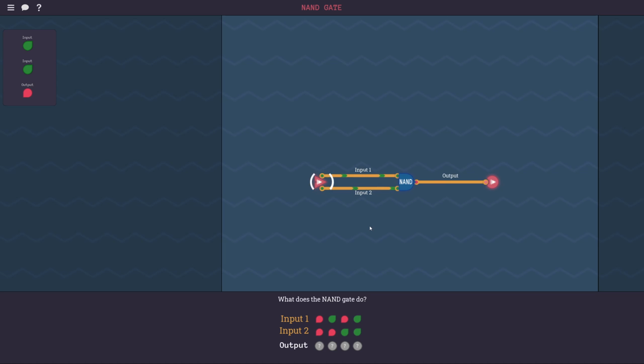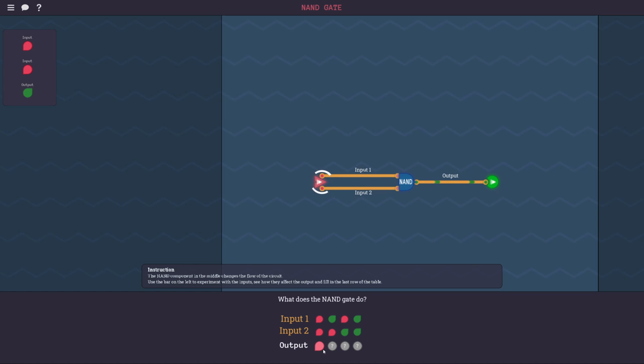So now if both of the inputs are toggled on, then the NAND gate will output a 0, or it will not pass the signal through. So in this case, if we have either of these inputs on or neither of them on, we get output flowing. But if we were to have both of them turned on, we don't get any output. So what does the NAND gate do is the question down here.